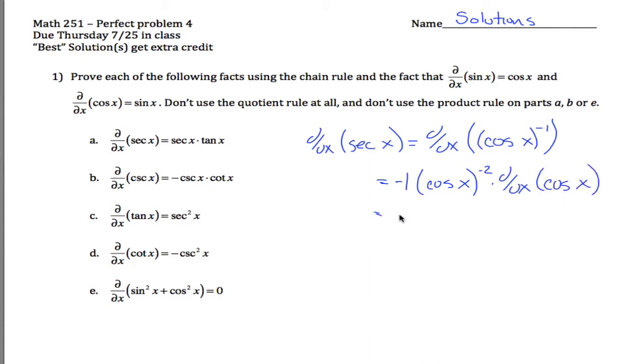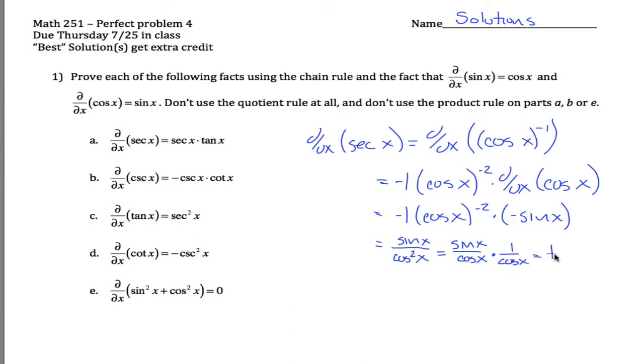Derivative of cosine is negative sine, so we get negative 1 cosine of x to the negative 2 times negative sine. In other words, the negative and the negative cancel, so we have sine of x over cosine squared of x, which we could write as sine of x over cosine of x times 1 over cosine of x. And if you write it like this, sine over cosine is tangent of x. 1 over cosine is what? Secant of x. And so we get the derivative of secant is just tangent times secant. Secant times tangent, whatever, same thing.